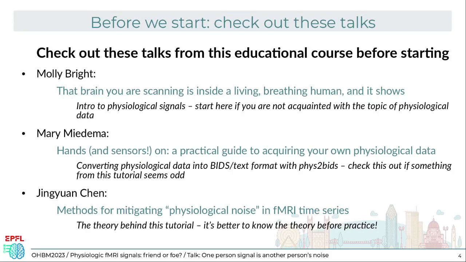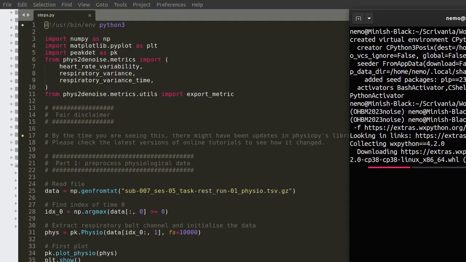I will try to make this talk as generic as possible, but if you see that there's something that is not given for granted, it's possibly in our tutorial. Finally, there's the talk from Jingyu Chen, methods for mitigating physiological noise in fMRI time series, that contains the theory behind this tutorial. And so if you're not acquainted with that theory, it's good to go check it out before starting this practice. It's going to take some time to download it, so I'm going to do some editing here so you don't have to wait for it.